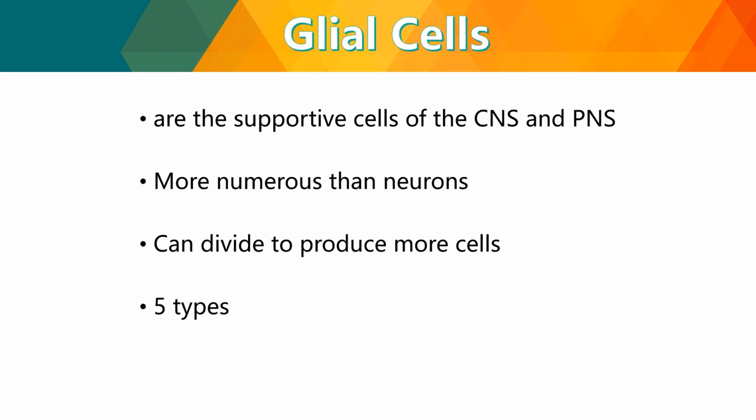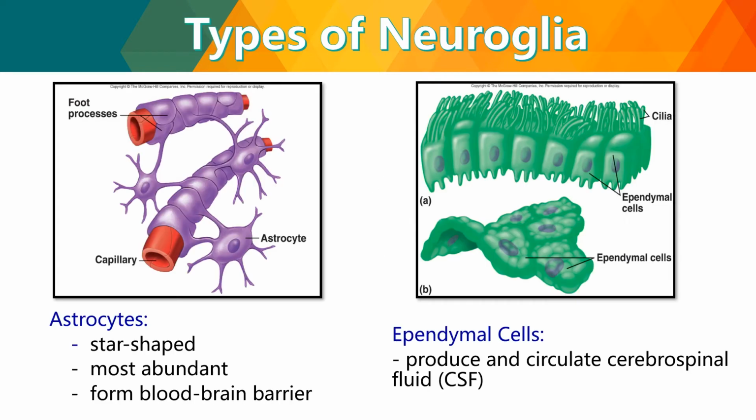You also have your glial cells. These are the supportive cells of the central and the peripheral nervous system, and they are actually more numerous than the neurons. They can divide to produce more cells, and we have 5 types. The first one, you have your astrocytes. They are star-shaped. They are most abundant and they form the blood-brain barrier.